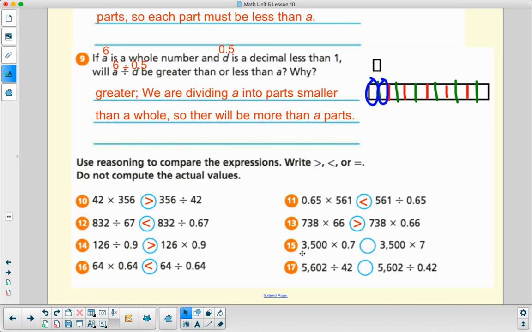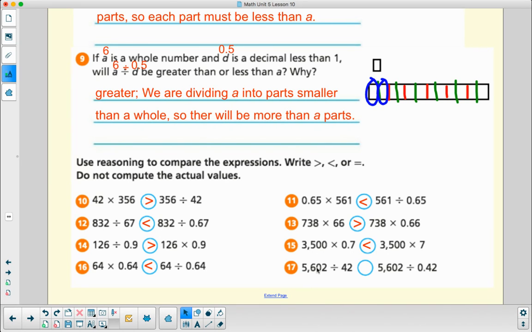3,500 multiplied by 7/10 greater than, less than, or equal to 3,500 multiplied by 7. Well, that's going to be less. Here, I'm taking less than one group of 3,500, so I have less than 3,500. Here, I'm taking more than one group of 3,500, so I have more than 3,500.